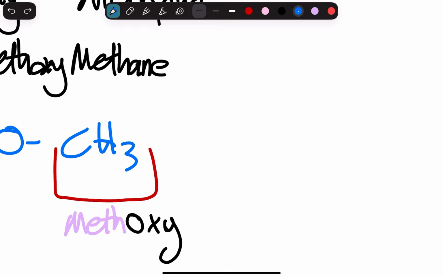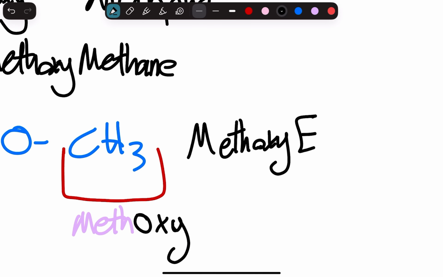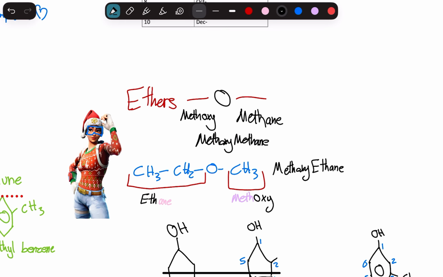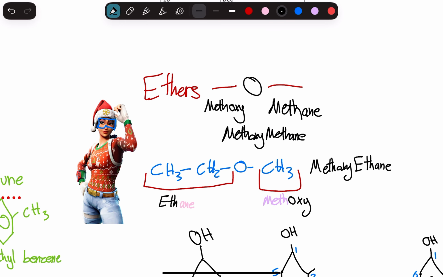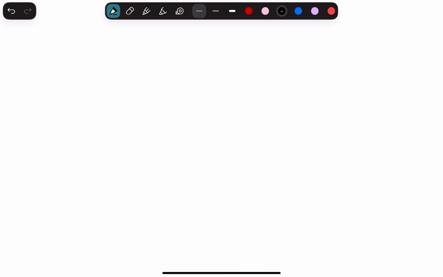No, sorry, these do not get arranged in alphabetical order. You put the oxy group first. So methoxy, and then you put your alkane group, ethane. So this would be called our methoxyethane. So let's do an example. Let's say we have something that looks like this.